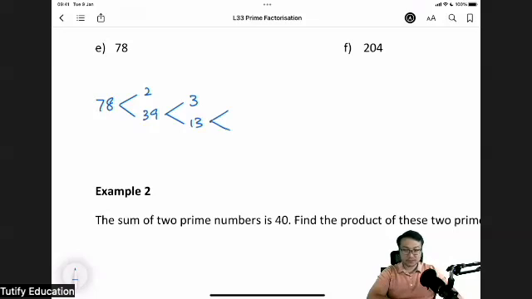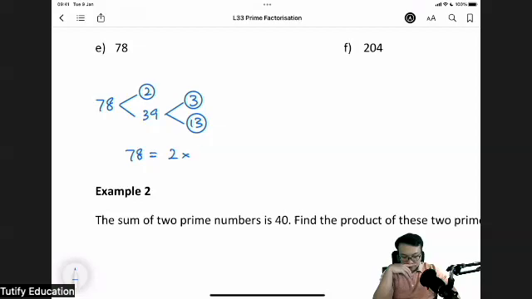Then 13. Okay, let's split up the 13. 13 equals to what times what? Can or not? Can split up or not? No. Cannot. Why? Because it is a prime number. Yes. So we circle all the prime numbers. And I'm going to write down 78 equals to 2 times 3 times 13.